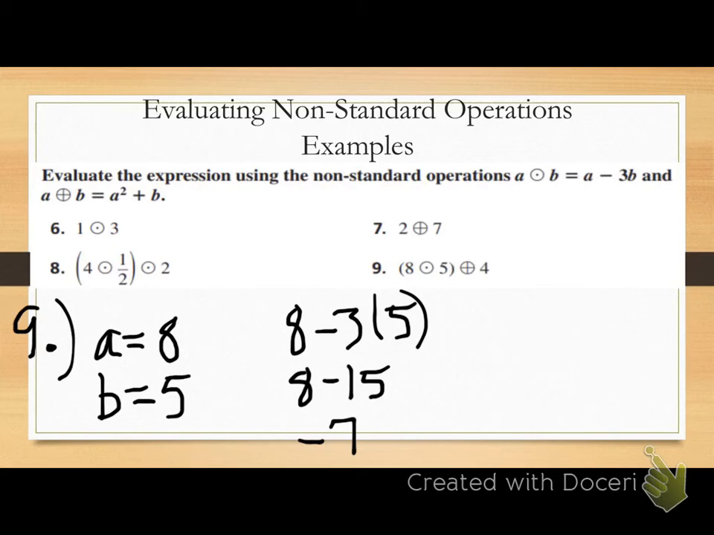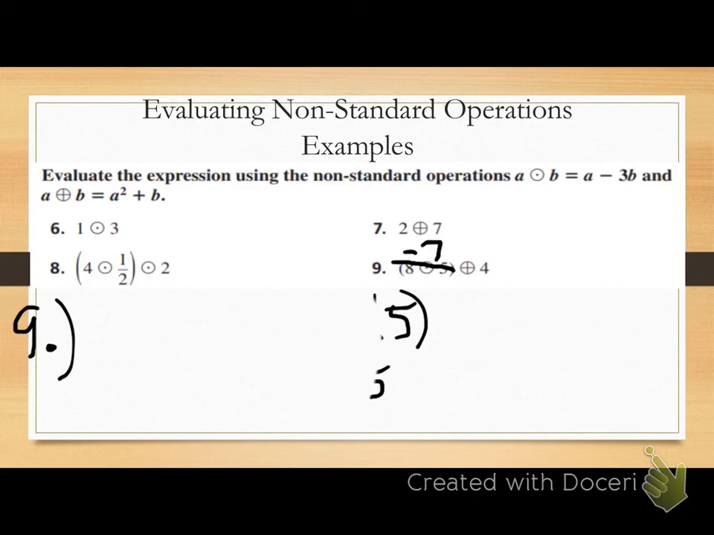Is that my final answer? No, it is not. Why not? You got the circle plus 4. So what takes the place of 8 circle dot 5? Negative 7. Everyone good with that? Negative 7 takes the spot of 8 circle dot 5. Now I've got a whole new problem. So we're going to start our process over again.